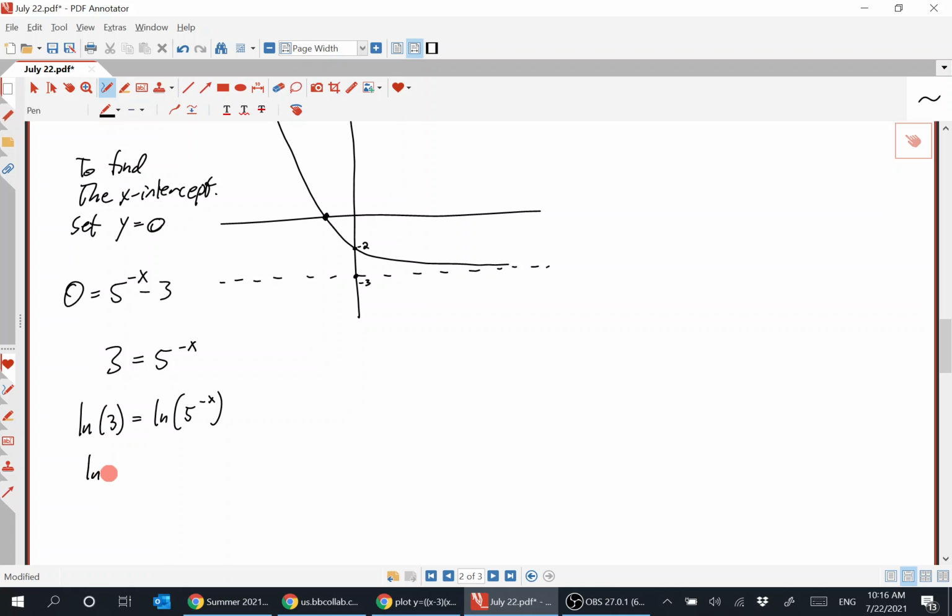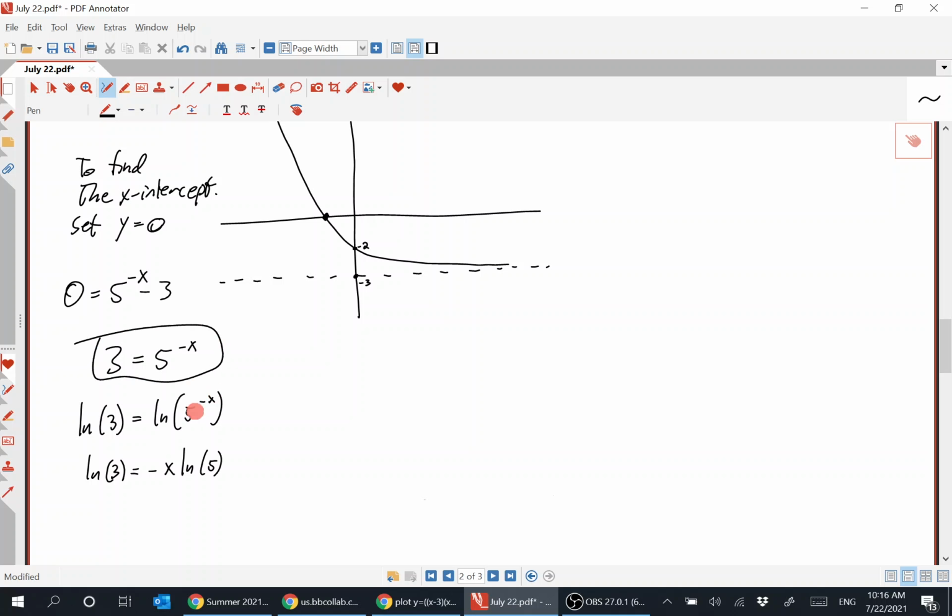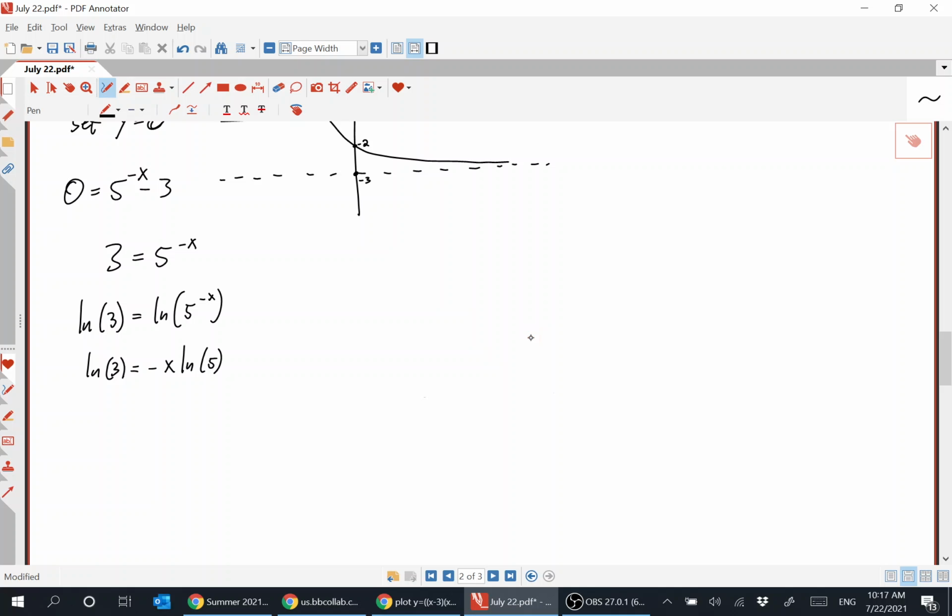Now I can bring down that exponent, using natural log of a to the r is r natural log of a, or log base 10 of a to the r is r log base 10 of a. Whatever log function you're using, that always works. That's why you apply that log function: you have an equation where the variable you're solving for is in the exponent, and you want to get it out of the exponent. That's what the log does for you. So divide by negative natural log of 5, so natural log of 3 over negative natural log of 5 is equal to x. So that's where the x-intercept is.